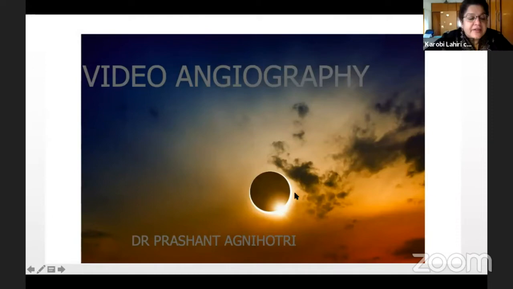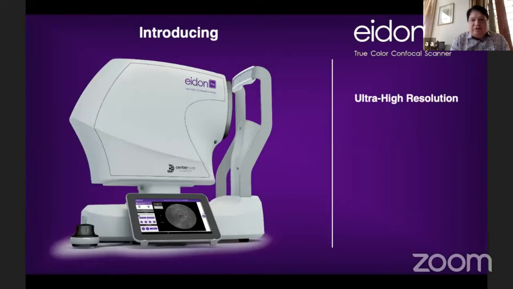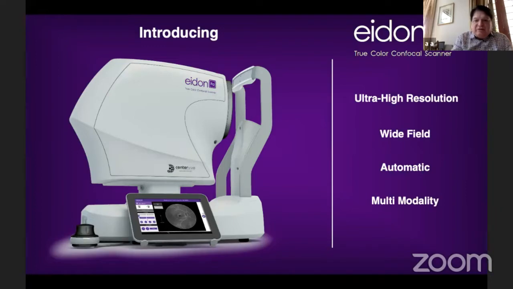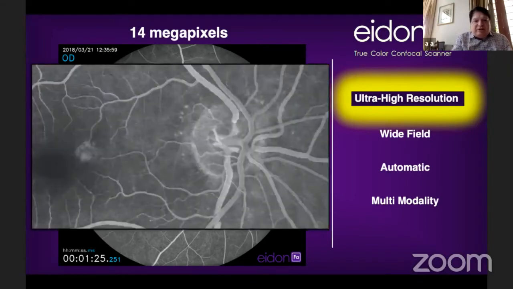Yes, okay. So this is just to take you through some quality images, which I have been able to do with this. One second, I'll shift this thing away. So you have this machine which gives you an ultra high resolution. It gives you the wide field images. It also automatically captures the image. It has got multimodality advantages. Now, let me take you through a few images to make you understand what is this ultra high resolution. When you see the image like this, it really gives you a great idea about what is the retinal texture, the retinal, whatever lesions you see on the retina.